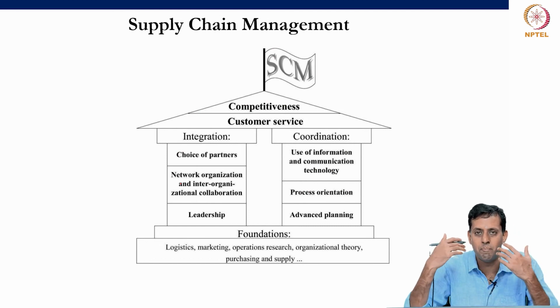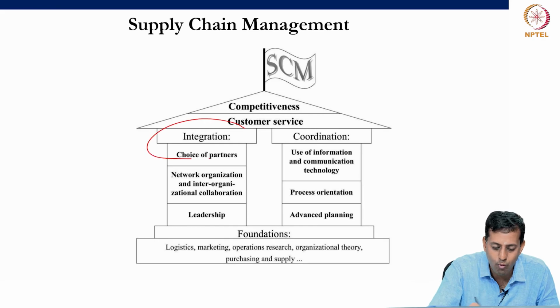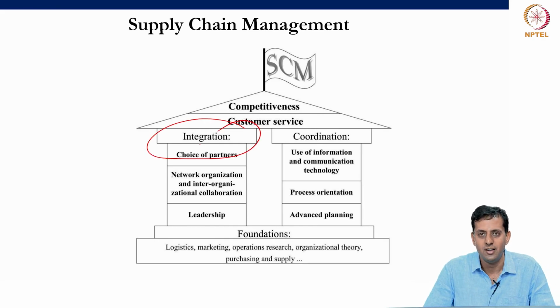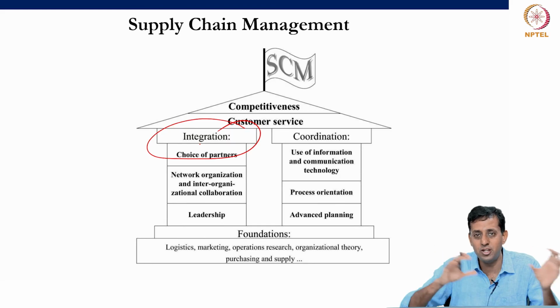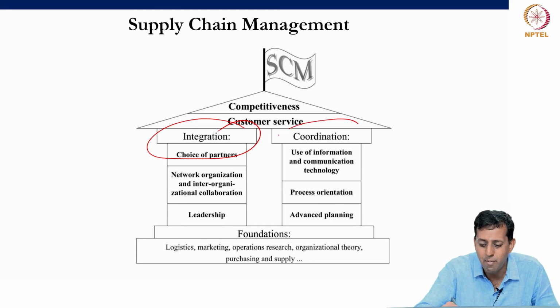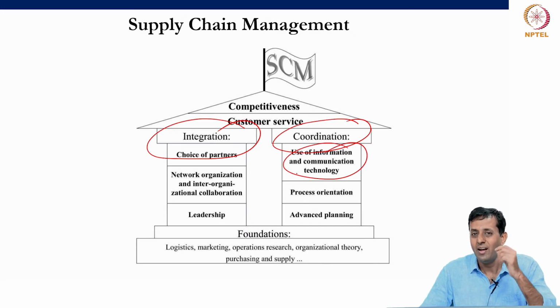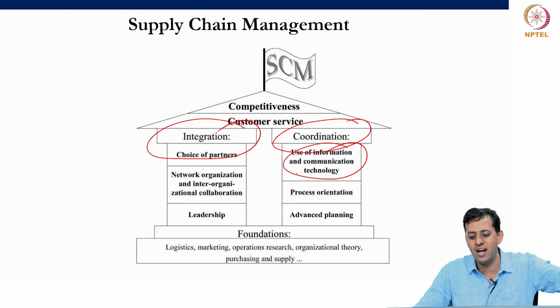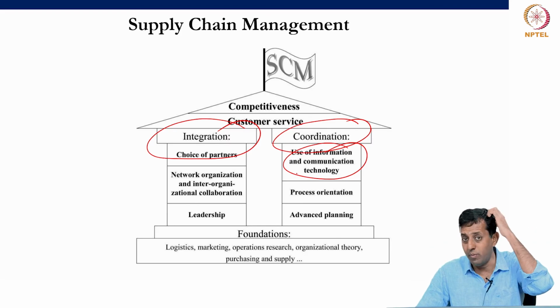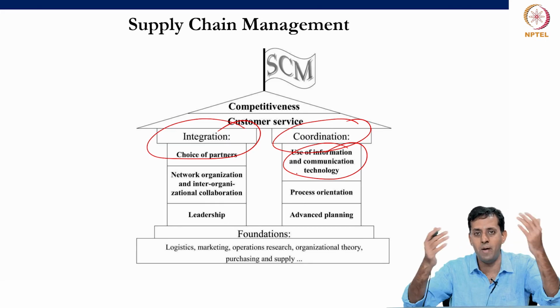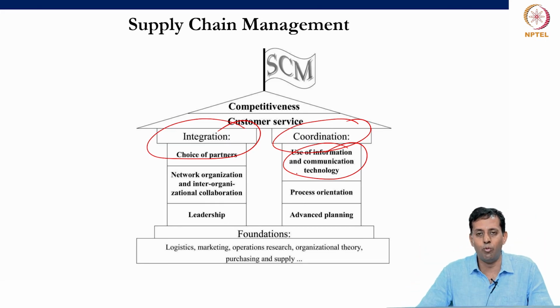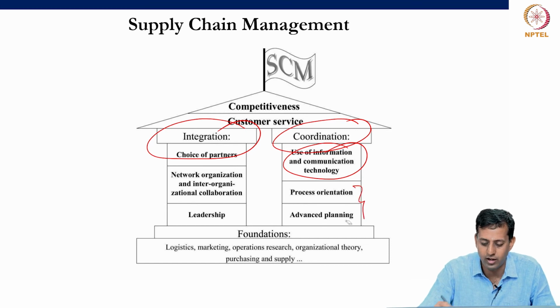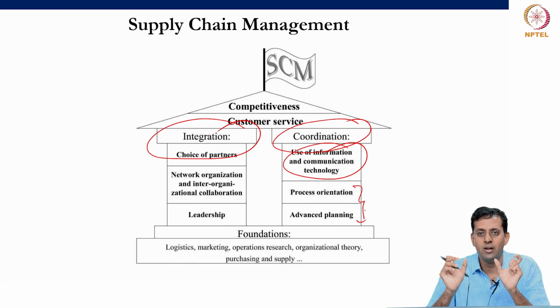So the mantra for supply chain management is, I want to have more integrated supply chains, so it's easier to pass information, materials and finance back and forth, and more coordinated supply chains, maybe through the use of IT and so on, where instantly, if there is a change in demand or whatever, every part of the supply chain understands it. And they are able to respond to it very quickly through better logistics, through better handling of the bullwhip effect and so on. Process orientation, advanced planning, etc. Okay. So integration and coordination need to be very critical.